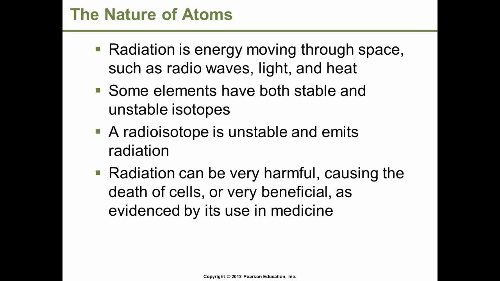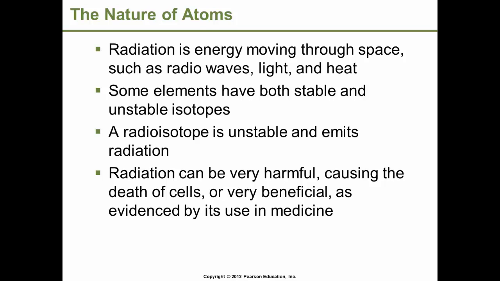Radiation is energy moving through space, such as radio waves, heat, and light. Some elements have both stable and unstable isotopes. A radioisotope is unstable and emits radiation. Radiation can be harmful, causing the death of cells, or can be beneficial, as evidenced by its use in medicine, wherein radioactive seeds may be planted in the prostate to treat prostate cancer. Radioactive iodine helps to visualize internal organs, and radiation is used to cure some cancers. Approximately 60 isotopes occur naturally, while others are made in laboratories.